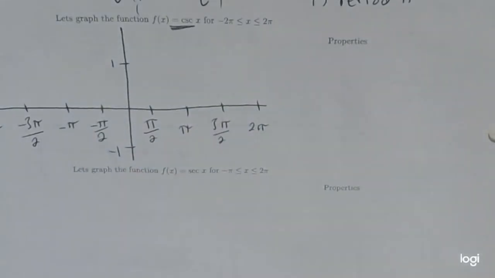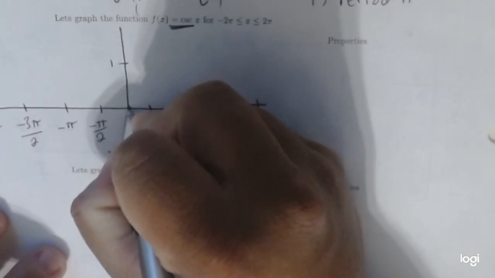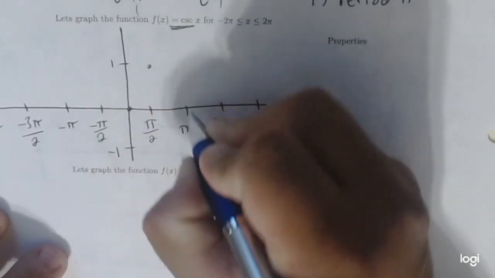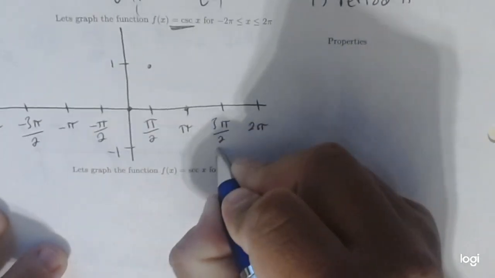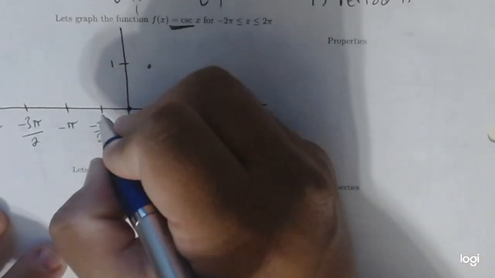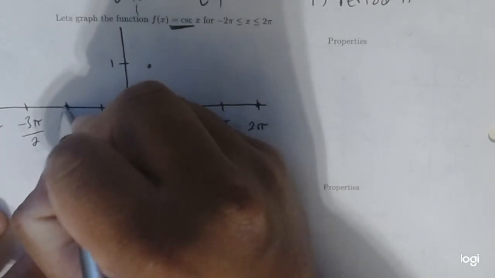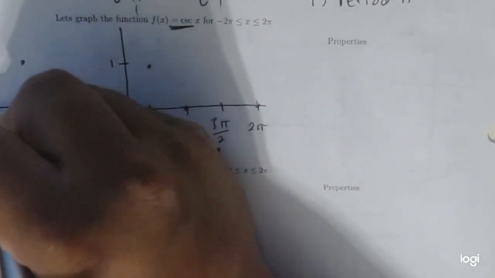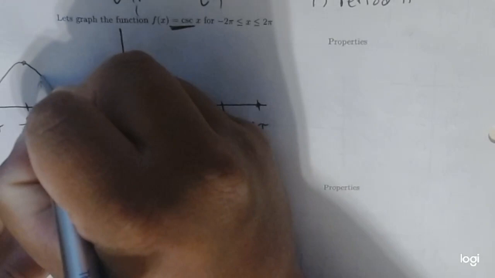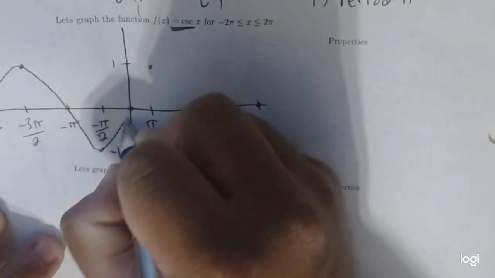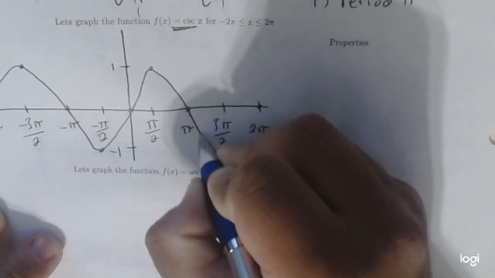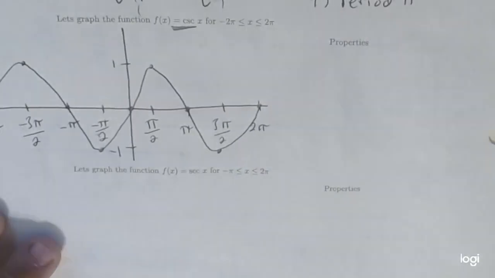Okay. So remember, this is cosecant, right? So this is sine. We're going to graph the sine function because they're opposites of each other. So the sine function looks like this. Okay, so there's our sine function.